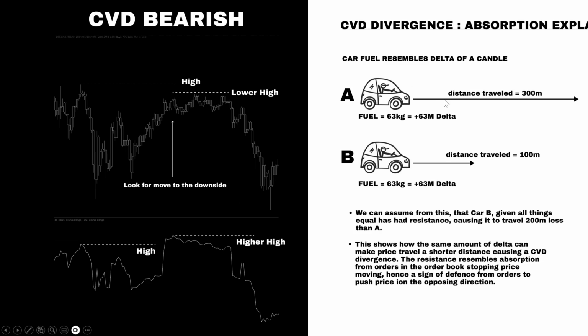So in this first situation you do have 63 million delta. Second situation, you also have 63 million delta, but in situation A you travel 300 meters, and in situation B you travel 100. This is because there is some resistance and someone is absorbing that delta, right? And the CVD is just creating this oscillator, and it is real. It's happening right now as we speak at the current market prices.